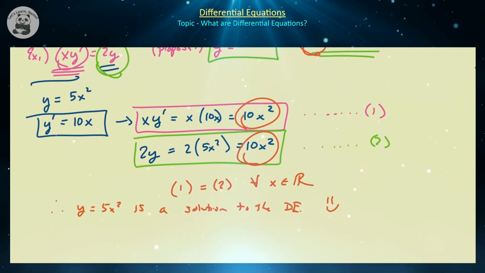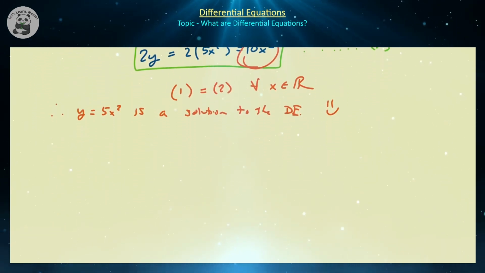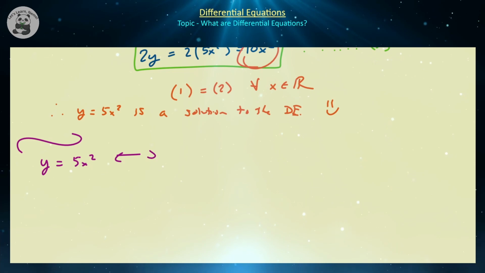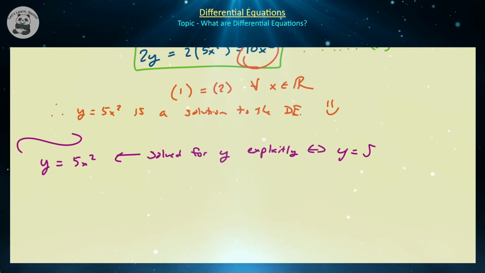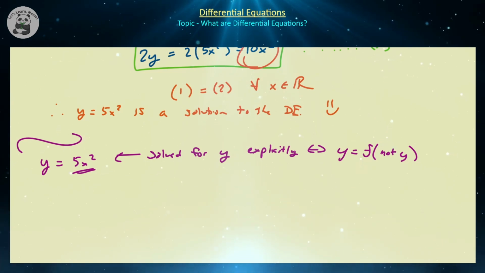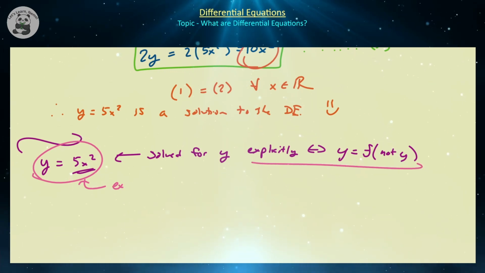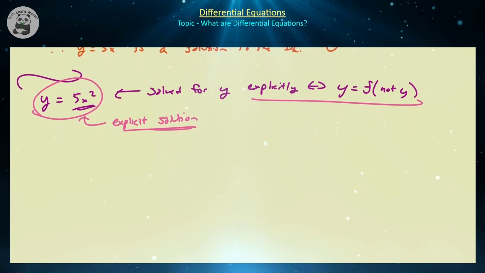Now notice that this solution that I proposed was already solved for y, because we said y is equal to 5x squared, i.e. this is already solved for y explicitly, i.e. y is equal to something with no y in it, right? Because notice that there's no y's on that right-hand side, just x and possibly some other constants too. So this is usually what we refer to, if this is solved in this particular form, as an explicit solution.